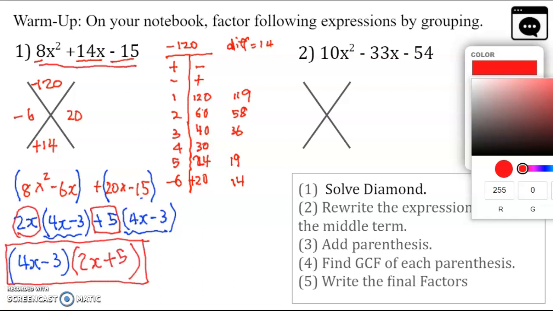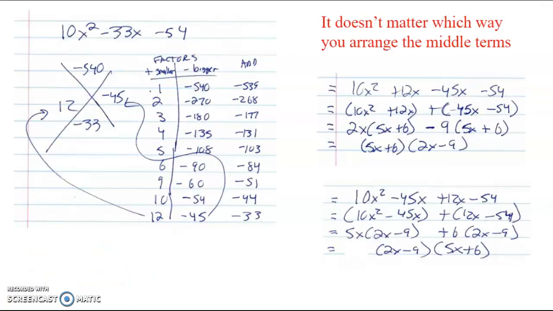For the second problem, I am going to show you my work on the next slide. Okay, so 10x squared minus 33x minus 54. Again, I need to draw my X and set the diamond problem up. 10 times negative 54 is negative 540, and the middle term is negative 33x. So the coefficient is negative 33, so it goes here.